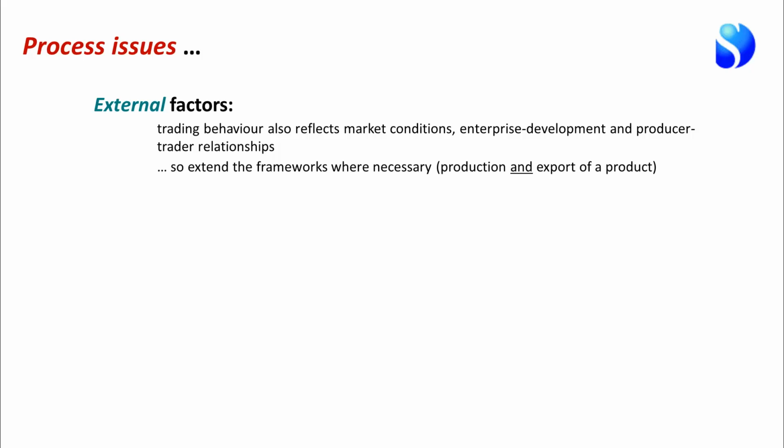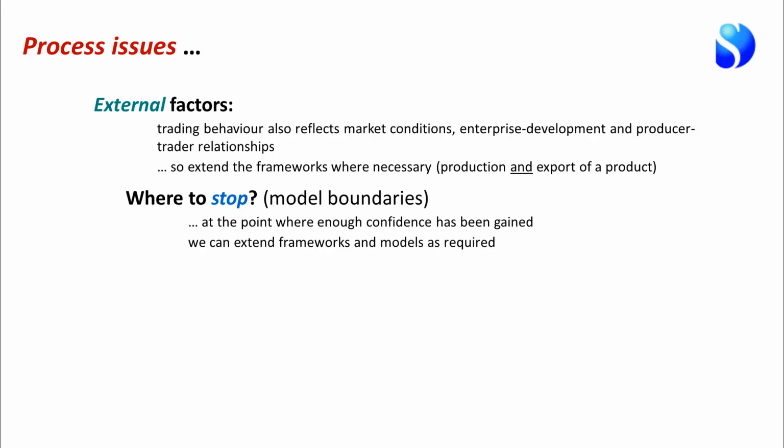then you can improve the export trade situation all you like, nothing's going to happen. So what we would need to do is extend the frameworks where necessary, probably to include not just the export of the product, but also the production side and the markets into which products are being exported. That brings up the issue about where exactly to stop. In principle, you could keep on extending these frameworks and models indefinitely, but the simple answer is that you stop at the point where you've got enough confidence from the framework and the model that you can make reliable decisions and choices about what to do.